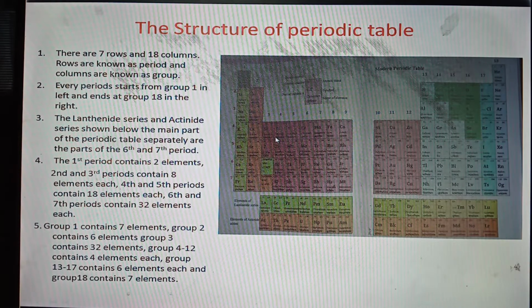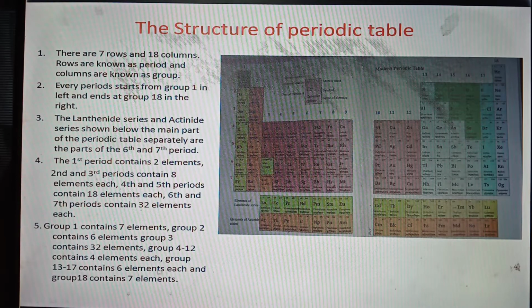Group 3 contains 32 elements. Groups 4 to 12 contain 4 elements each: 1, 2, 3, 4. So from group 4 to group 12, each group contains 4 elements.